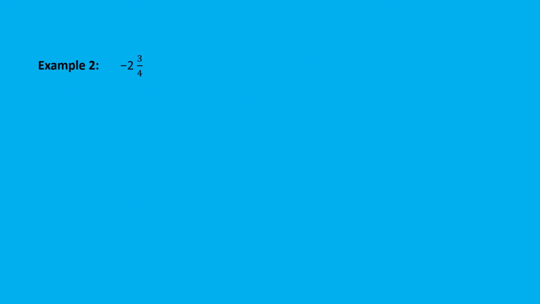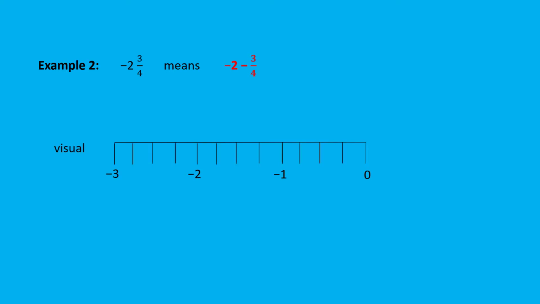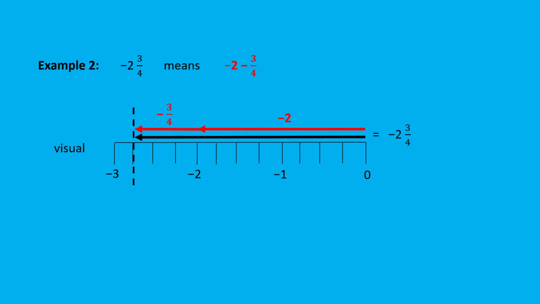So let's look at -2 3/4. This would mean -2 minus 3/4. So visually, this time if I went from 0 to -3, first I'd go -2, then I would go -3/4, which would put me here. If I started at 0 and went to the black dotted line, that would be the same as -2 3/4, which is where I started. Okay. You might say, okay, I understood this. Why am I doing this? Well, for the next few problems.